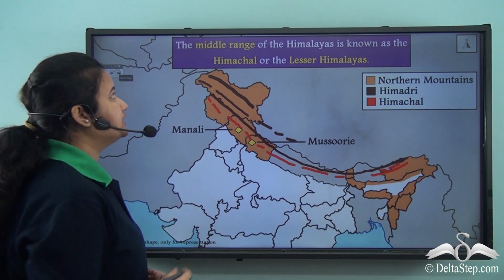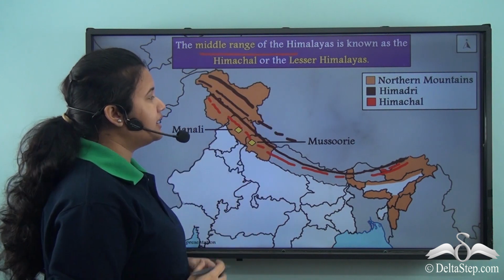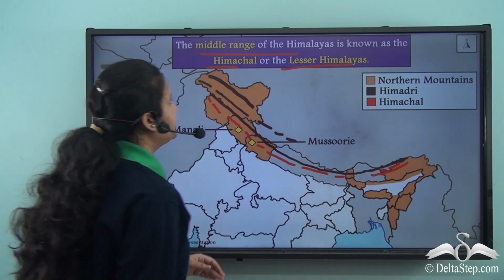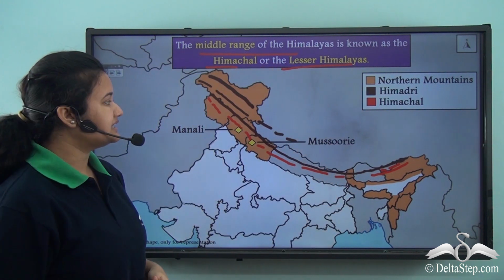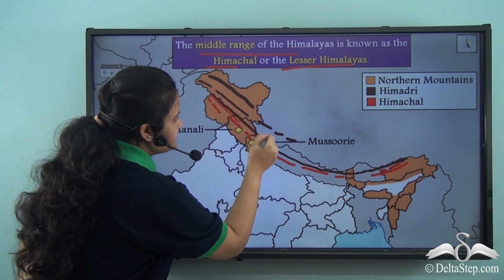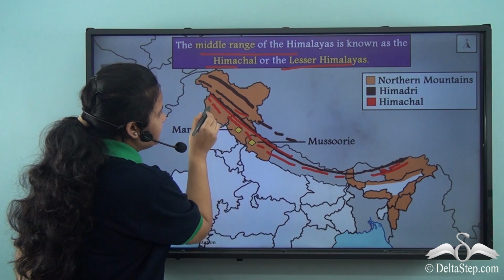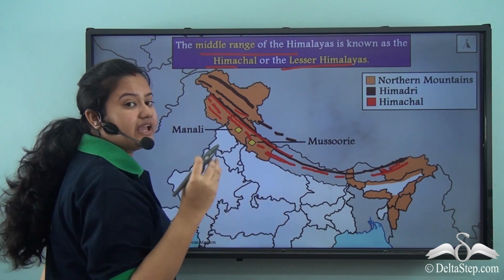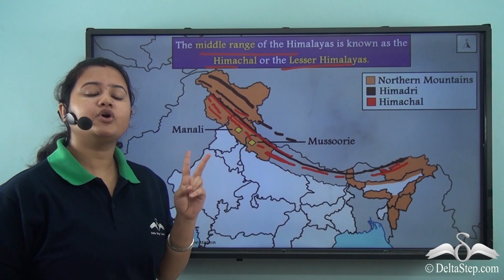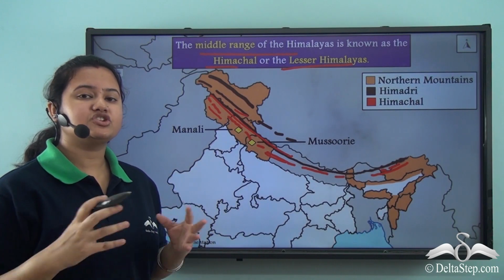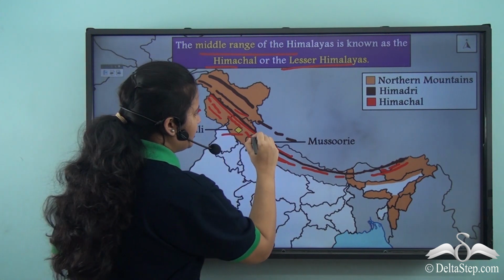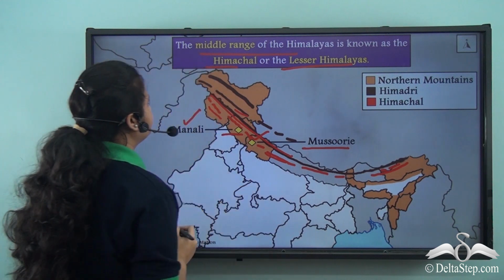Two important hill stations of the Himadri range are Leh in Ladakh and Srinagar in Jammu and Kashmir. The middle range or the second range of the Himalayas is known as the Himachal or the Lesser Himalayas. So, Himachal or Lesser Himalayas lie to the south of the Himadri range. So, this is the Himadri range and the second one is the Himachal or the Lesser Himalayas. Now, two important hill stations of the Himachal range are Manali in Himachal Pradesh and Mussoorie in Uttarakhand.